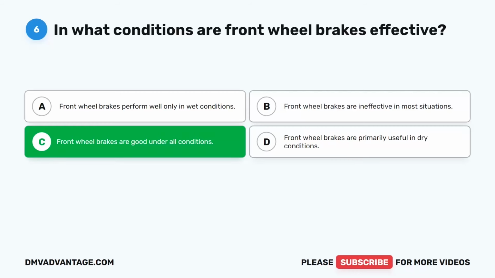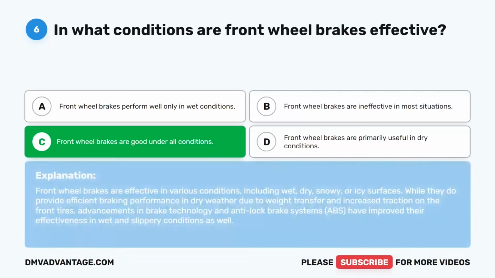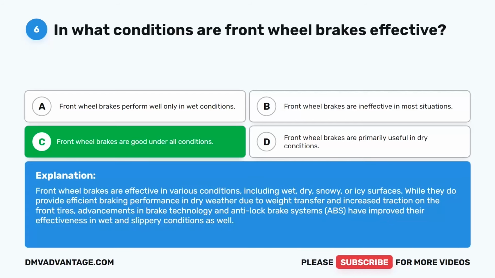Front-wheel brakes are good under all conditions. Front-wheel brakes are effective in various conditions, including wet, dry, snowy, or icy surfaces. While they do provide efficient braking performance in dry weather due to weight transfer and increased traction on the front tires, advancements in brake technology and anti-lock brake systems, ABS, have improved their effectiveness in wet and slippery conditions as well.